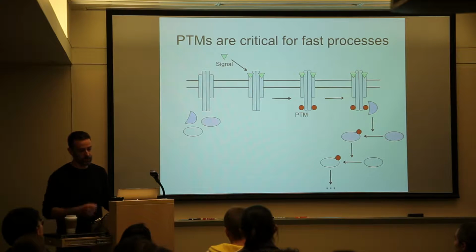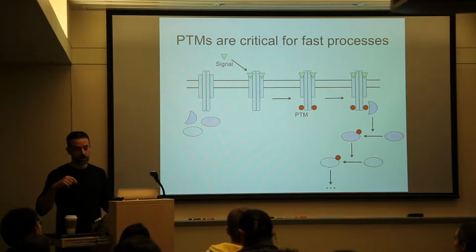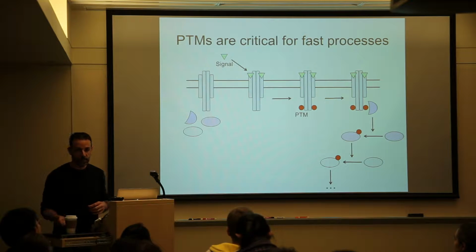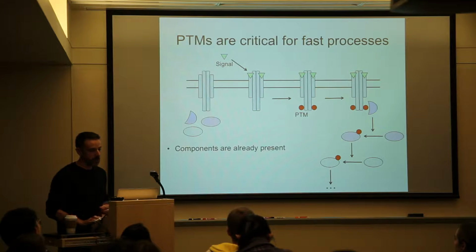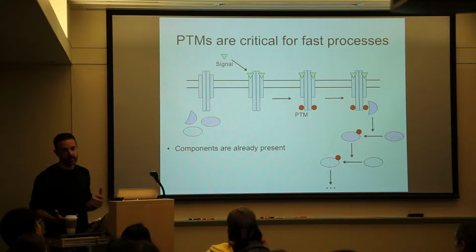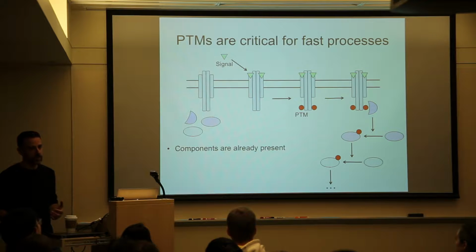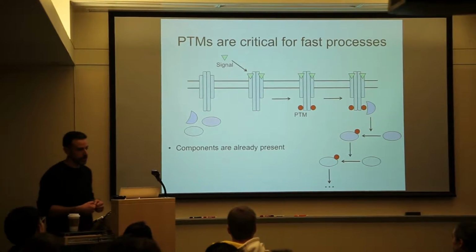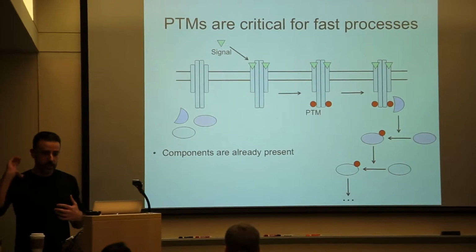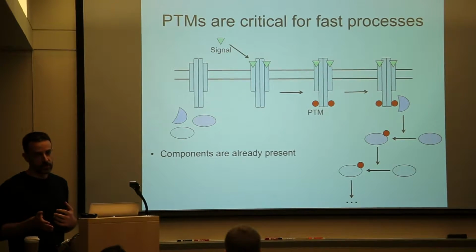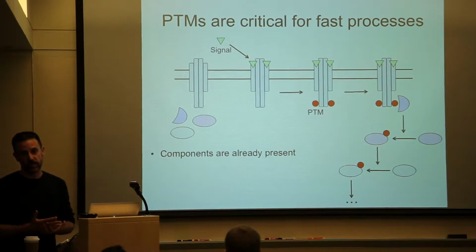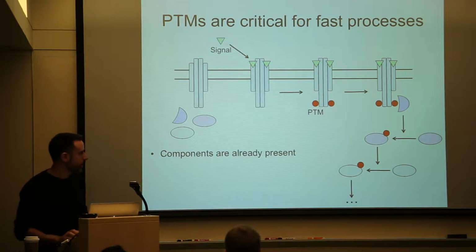I probably don't have to convince anybody here that PTMs are important, but I will anyways. PTMs are absolutely critical for fast biological processes, especially for transducing some sort of signal and changing a biological state very rapidly. Typically, all the components are already present, they just have to be activated or deactivated, often by another PTM or binding to a cofactor or something. And then once they're activated, they can very rapidly transduce the signal.